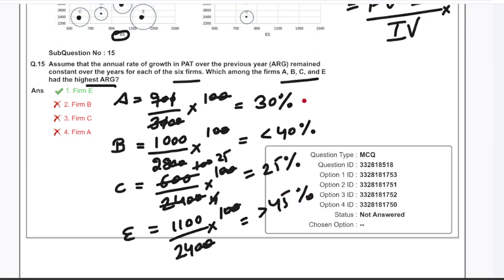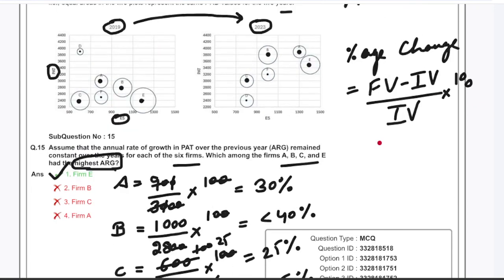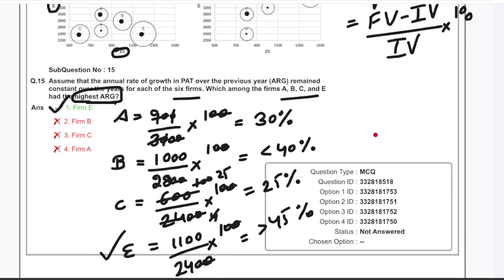Now the question was, which among the firms has the highest ARG? That is the firm E. So that is the answer. I think it is quite easy. Yes, it involves calculations, I don't say no to that, but still quite easy if I compare with the CAT. A doable question.